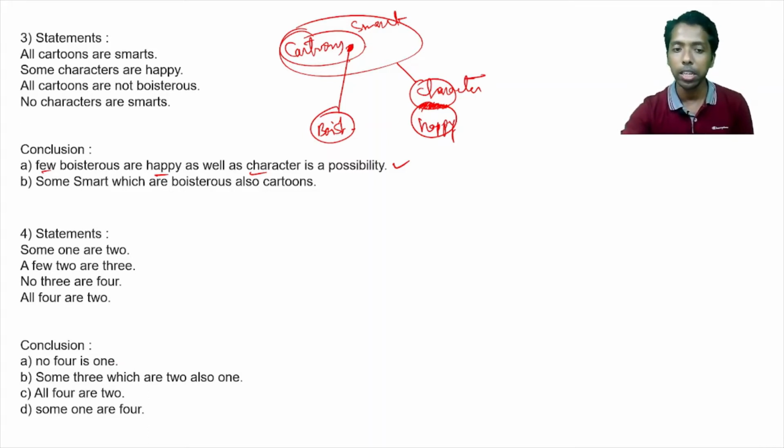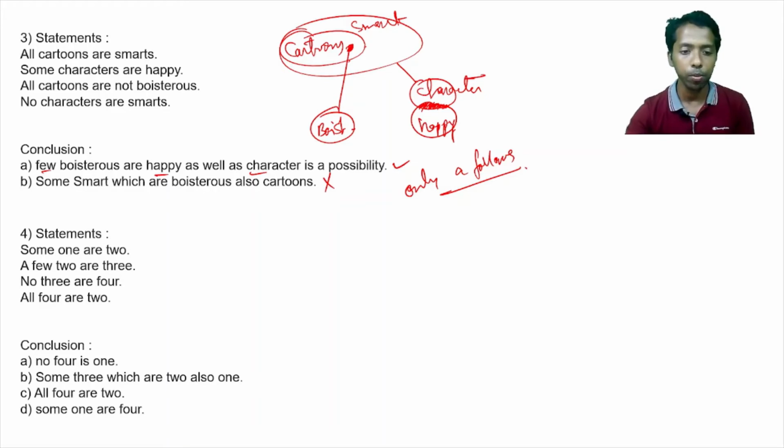Now, some smart which are boisterous can come here, are also cartoons. Is this possible? If it said that it's a possibility, then it would be correct, because boisterous can come here. Yes, definitely it can come here, but we are drawing with the minimum overlapping condition. In a possible case it would be okay, but there is no mention of possibility, or "can be", or "may not be". Nothing is mentioned here, so this is the wrong one, right? So only A follows. I hope this is understood, right?